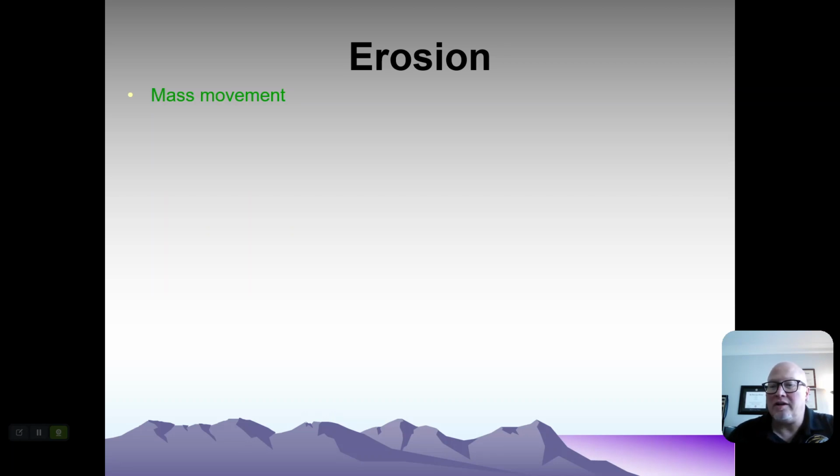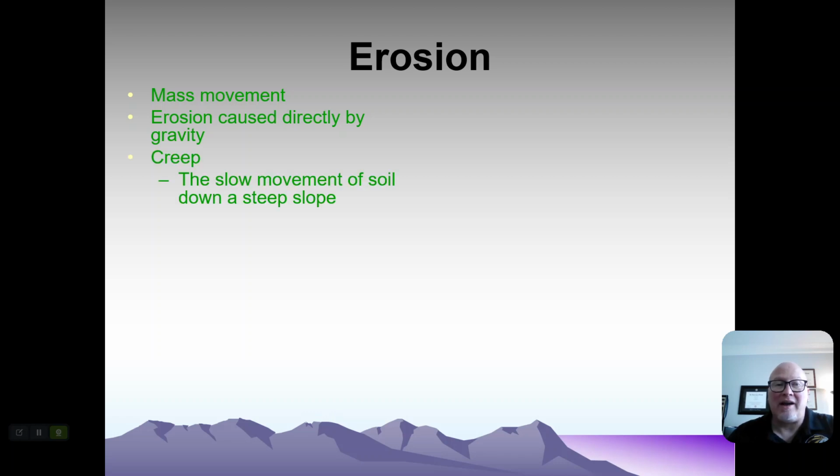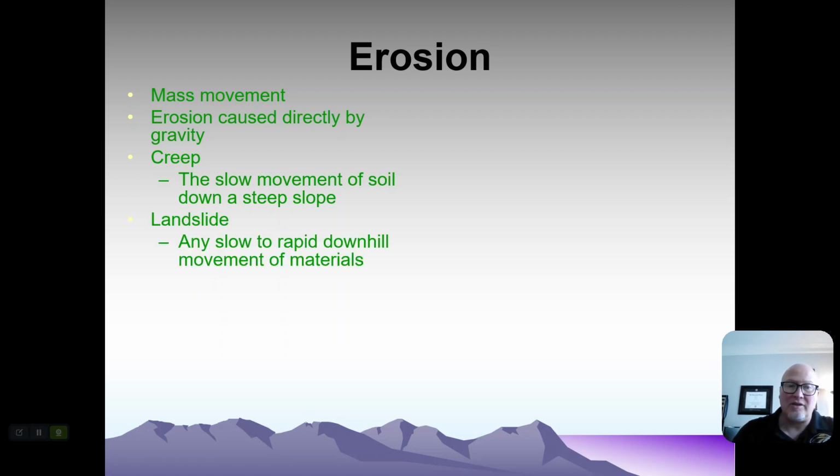Erosion. Erosion is when weathered material is moved from one place to another. So we might have mass movement. You might have a landslide, rock slides, that sort of thing. Erosion can be caused directly by gravity. If it's slow, then you might have soil creep down a mountain. Or you might have a landslide, which is acting by gravity, but it's acting very rapidly.